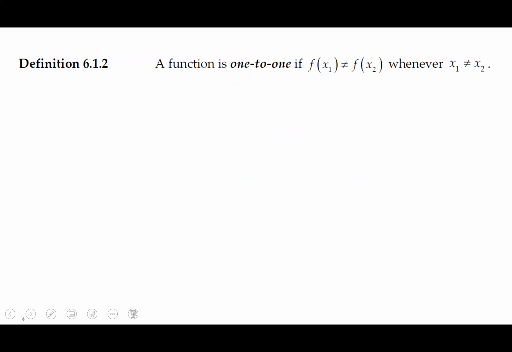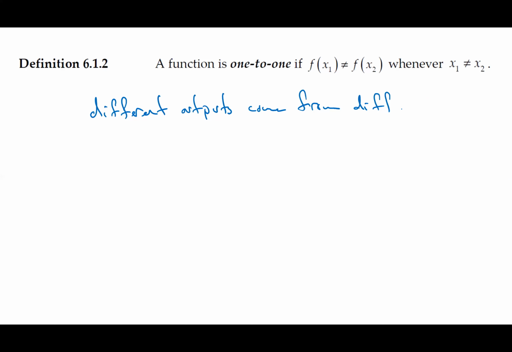Well, f of x1 does not equal f of x2 whenever x1 does not equal x2. If you want to put this in layman's terms, different outputs come from different inputs. If I have two different outputs, I know they came from two different places to begin with. Okay. All right.